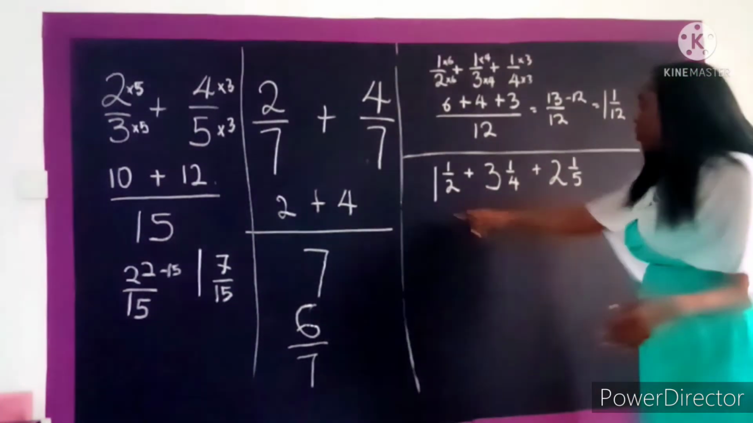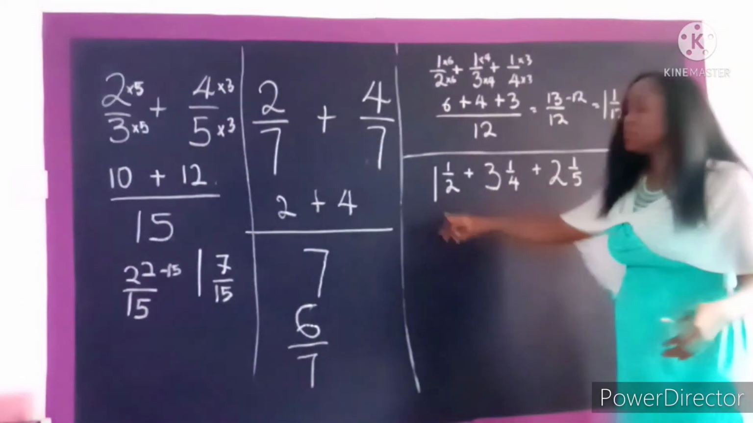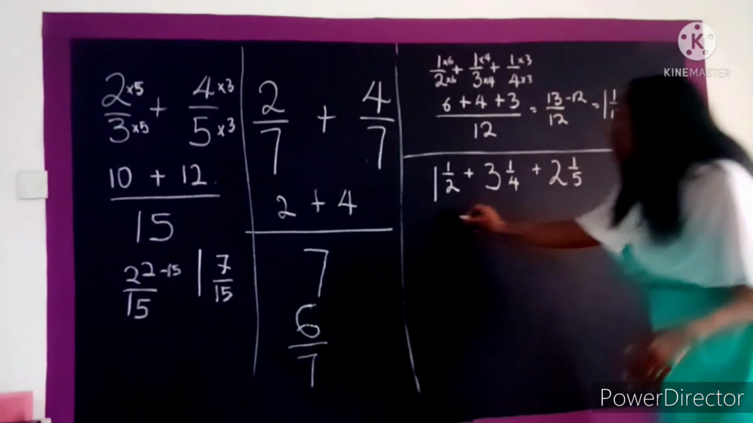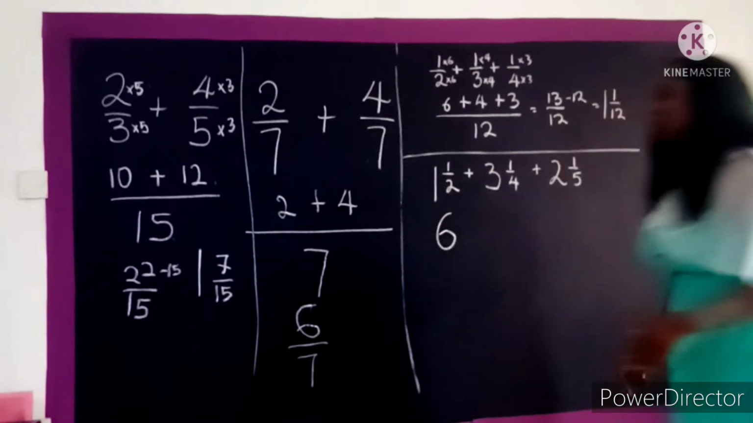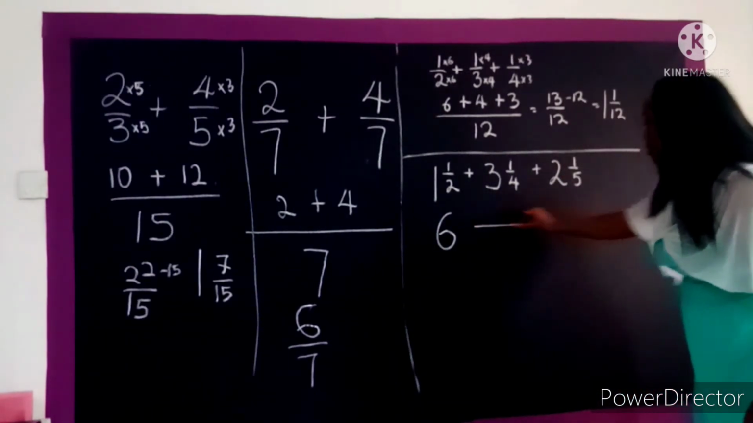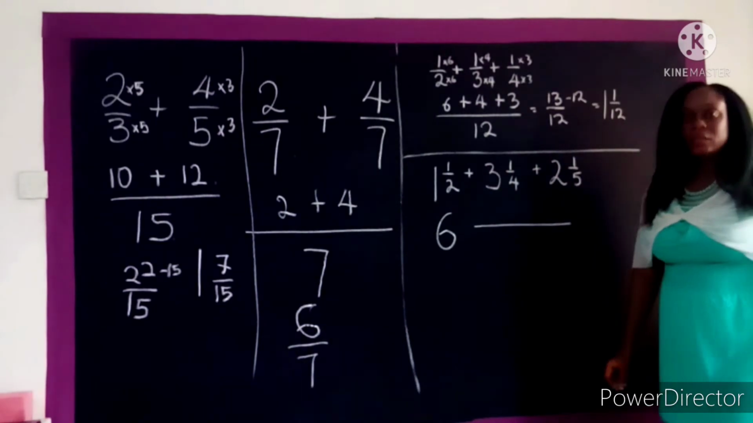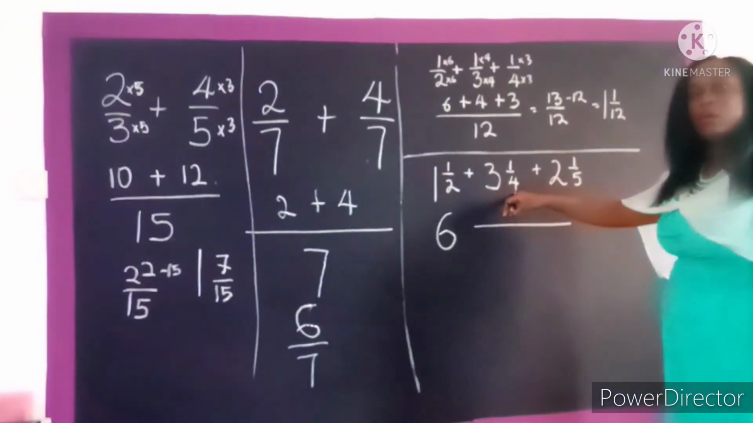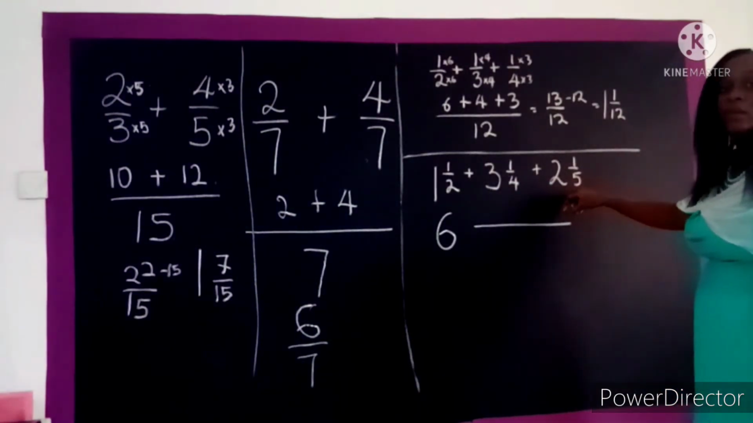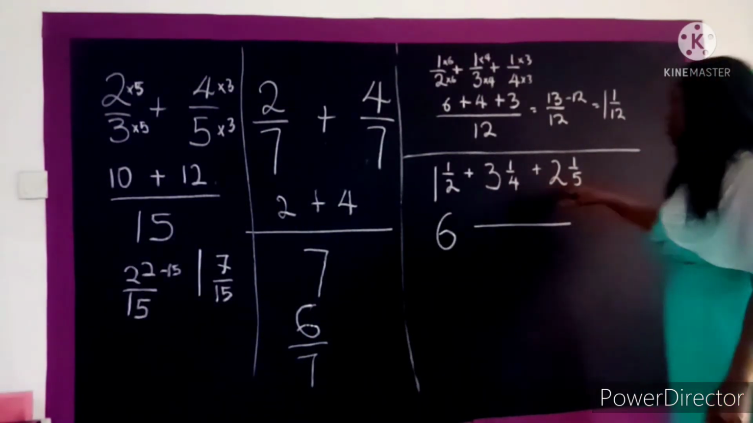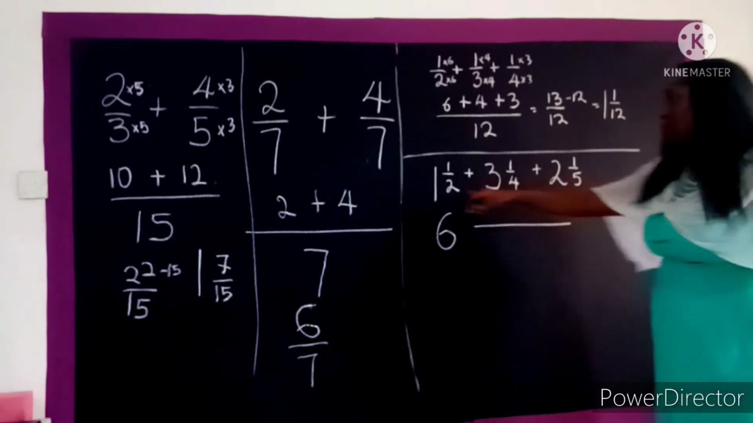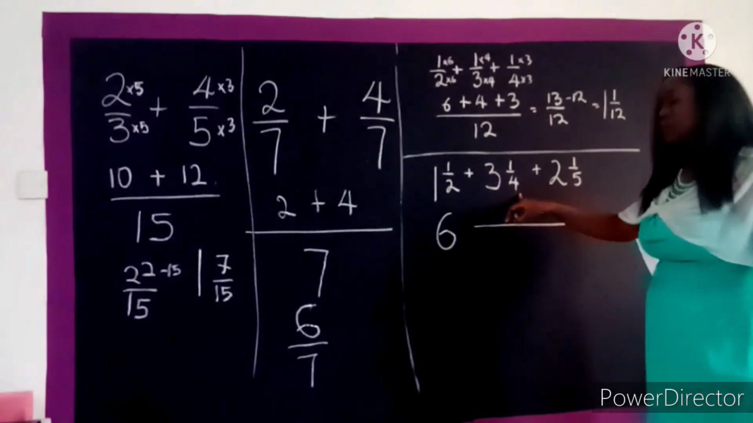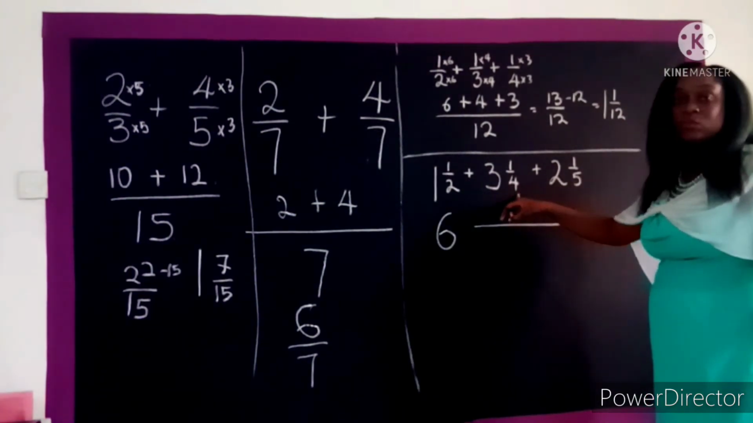So first of all, we're going to tackle the whole numbers first. We'll have 1 plus 3 plus 2. That will give us 6. And then, remember, we're going to look for a common denominator. So we have 2, we have 4, and we have 5. But they are not all prime numbers. So we're going to work on, these are common. 4 and 2 are similar. Okay? So we'll go to the larger one, which is 4.